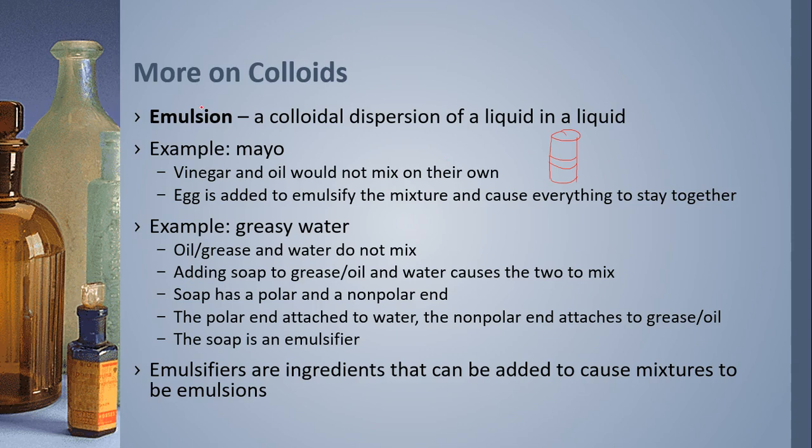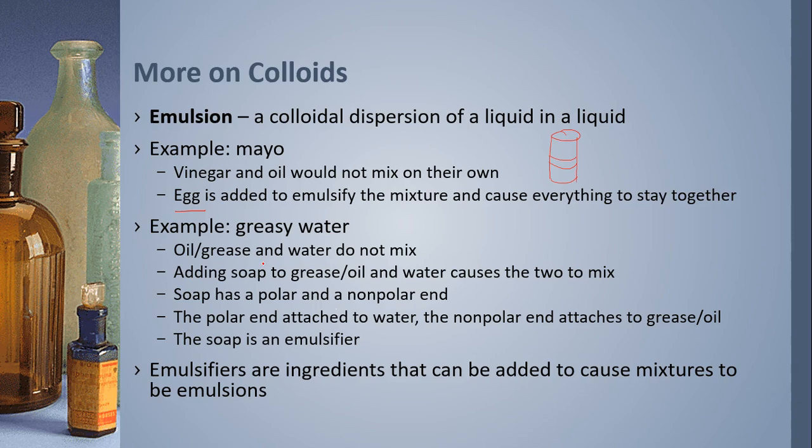So what you do to make a colloidal dispersion like this is you add an emulsifier. Egg happens to be the emulsifier that's used to make mayonnaise, and when the egg goes in, the egg basically holds on and takes the vinegar and the oil and says, "You're coming with me." So part of the egg grabs a hold of the vinegar, part of the egg grabs a hold of the oil, and now they are together.